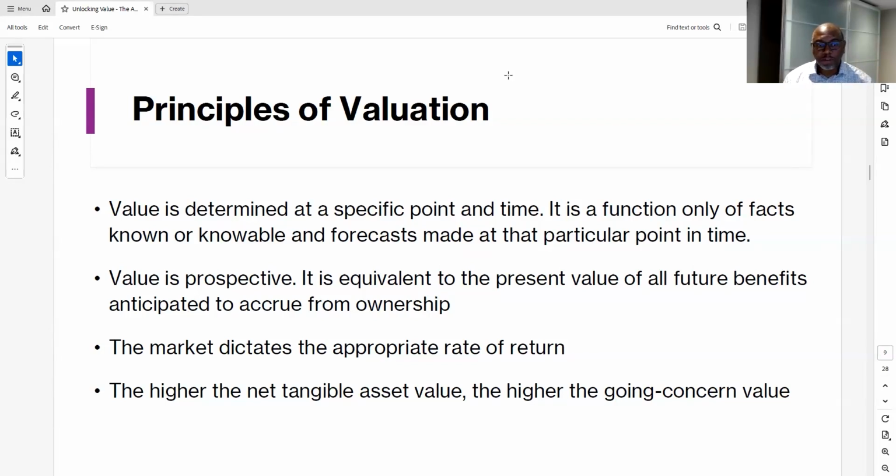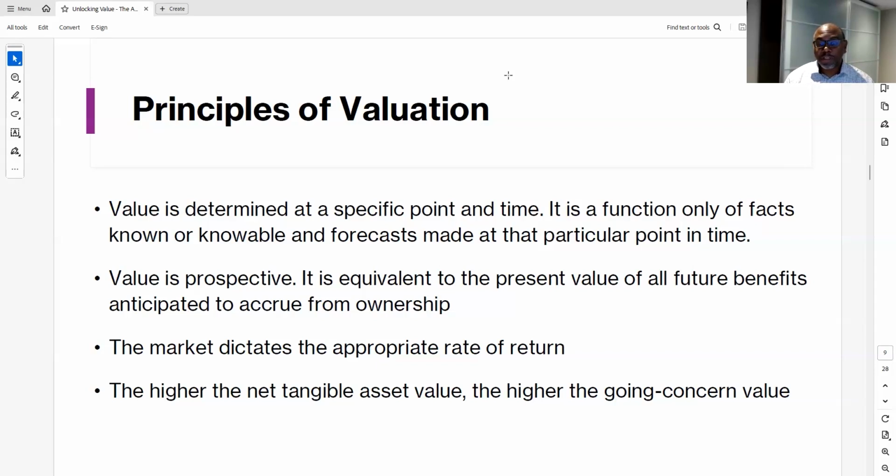And to your point on cost of capital, the market dictates the appropriate rate of return. So the cost of capital is really a proxy, a sort of minimum return on capital. That's what it's really there to represent.